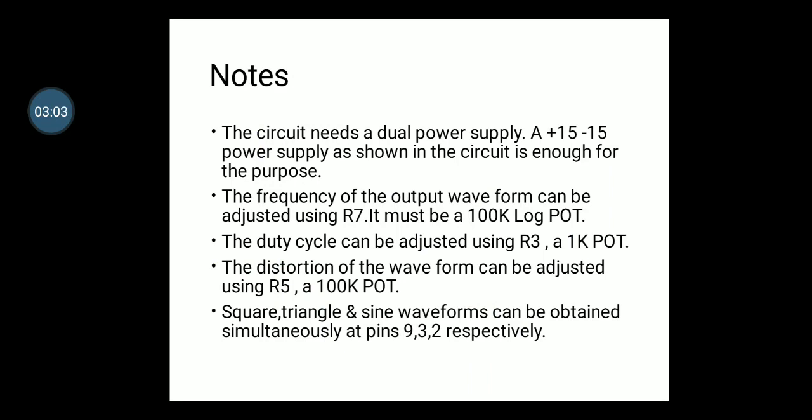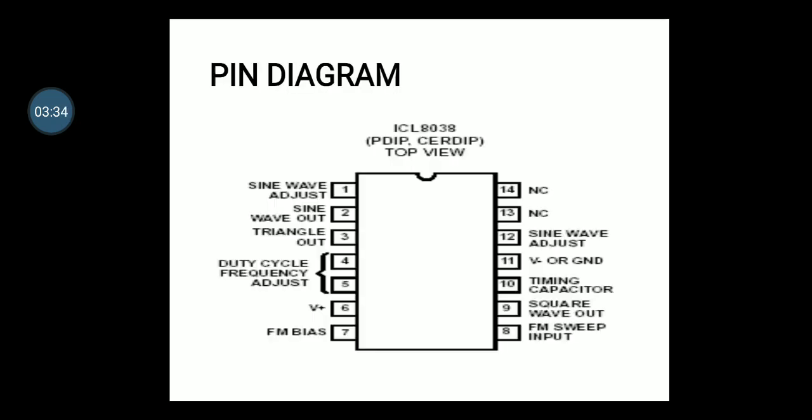The circuit needs a dual power supply, plus 15 or minus 15 volts. The frequency of the output waveform can be adjusted using R7, which must be a 100K log pot. The duty cycle can be adjusted using R3, a 1K pot. The distortion of the waveform can be adjusted using R5, a 100K pot. Square, triangle or sine waveforms can be obtained simultaneously at pins 9, 3 and 2 respectively.